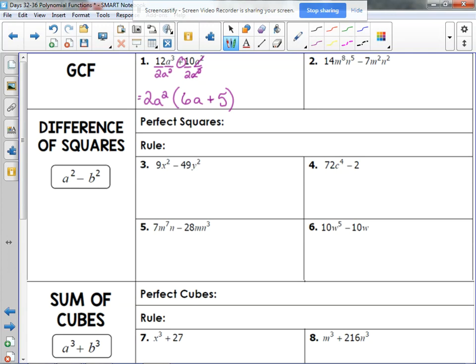You can always check your factoring by multiplying it back out. 2A squared times 6A. 2 times 6 is 12. A squared times A is A cubed. 2 times 5 is 10. And then it has an A squared on the end of it.